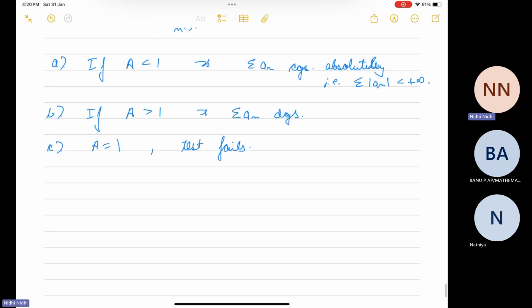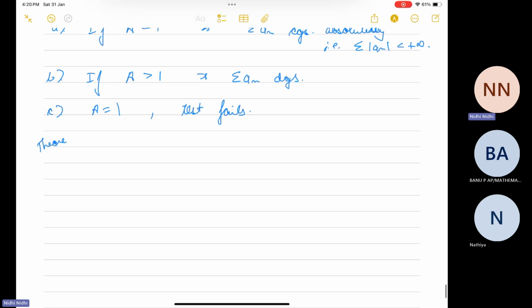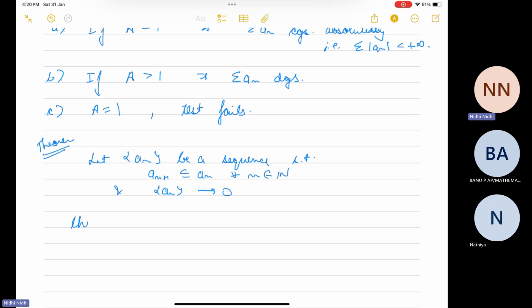Okay, yeah, one more result. You can write it as a theorem, which says that if a_n is a sequence such that it is decreasing, a_(n+1) is less than or equal to a_n for every n in N, and it is converging to 0, then the series summation n from 1 to infinity (-1)^n times a_n, this is finite. This series converges.